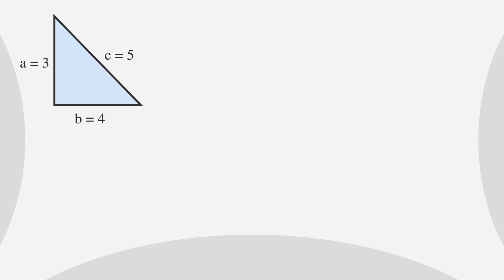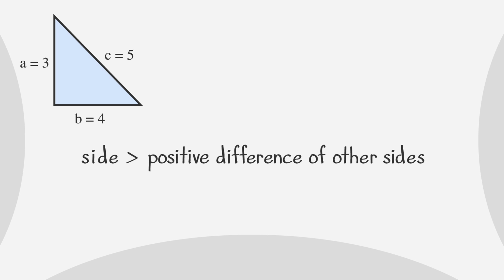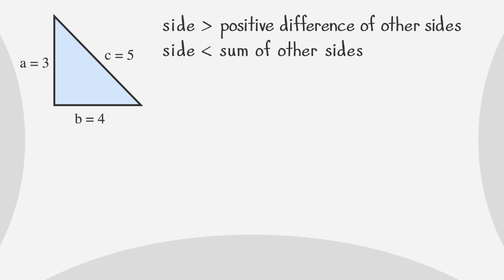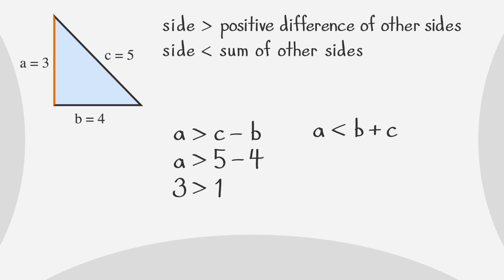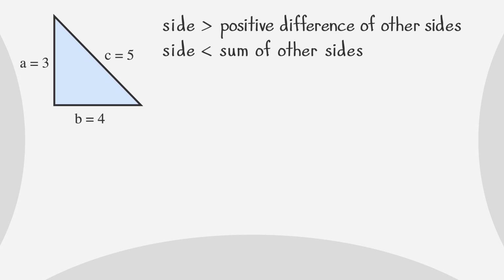We're told that any side needs to be more than the positive difference of the other two and less than their sum. Let's check. First, we need to compare A to side C minus B, or 5 minus 4. Since 3 is greater than their positive difference 1, comparing 3 to B plus C, or 4 plus 5, we see that 3 is indeed less than 9. Next, we can compare B to side C and A. We know that side B has to be bigger than C minus A and smaller than C plus A.